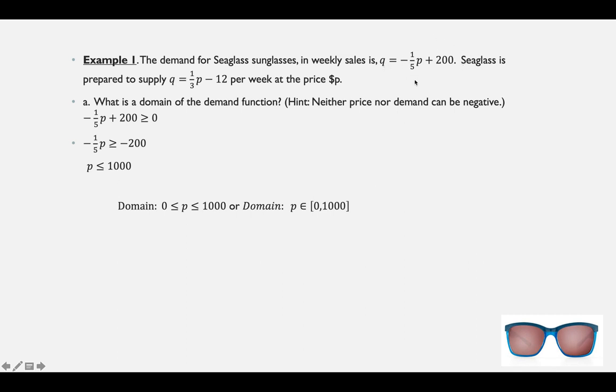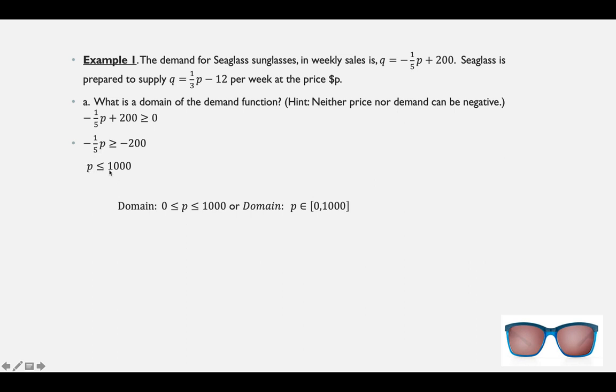Well, domain is determined by the inputs, so let's take the rule for Q, which is in terms of the input, and say that has to be greater than or equal to 0. So negative 1/5 P plus 200 is greater than or equal to 0. We subtract 200, we get negative 1/5 P is greater than or equal to negative 200. So we need to solve for P. We're going to multiply both sides by the reciprocal of negative 1/5. So we're going to multiply both sides by negative 5.